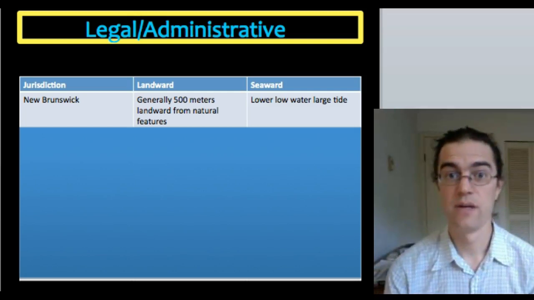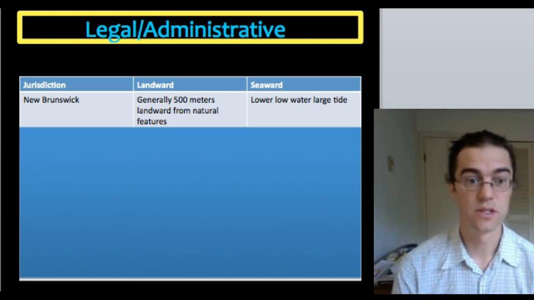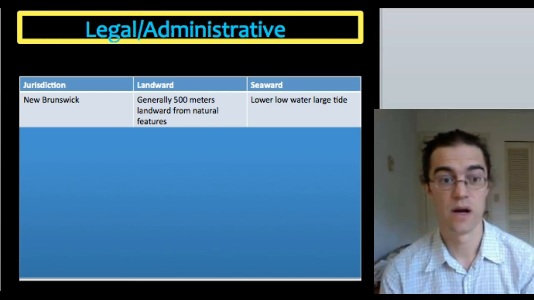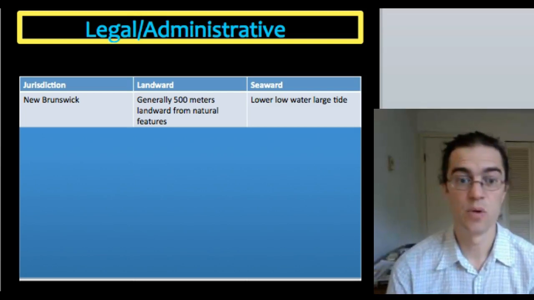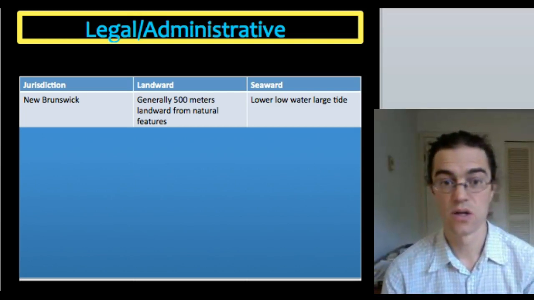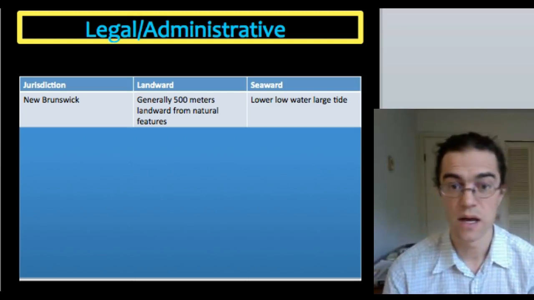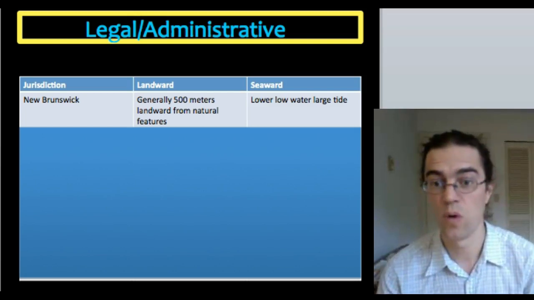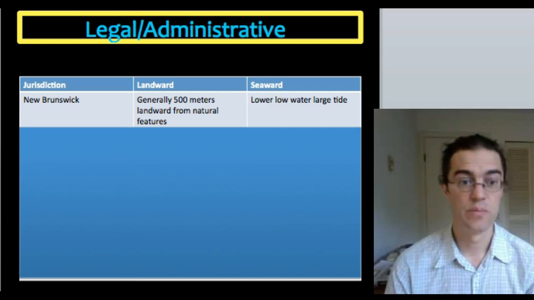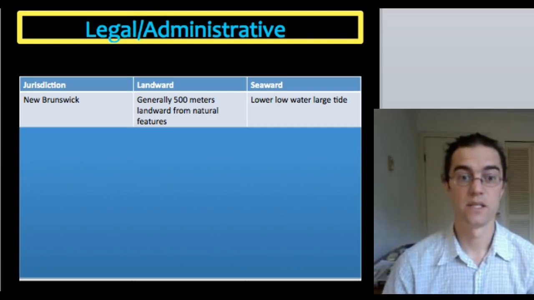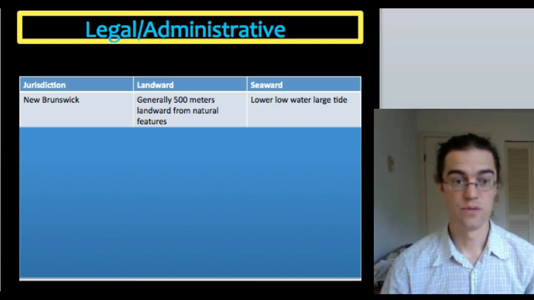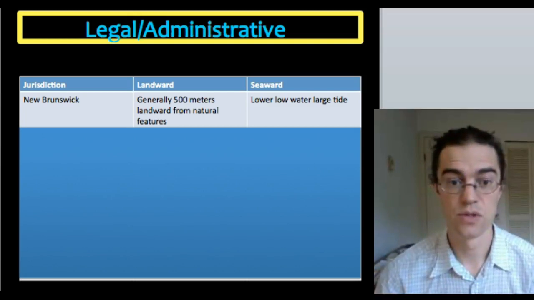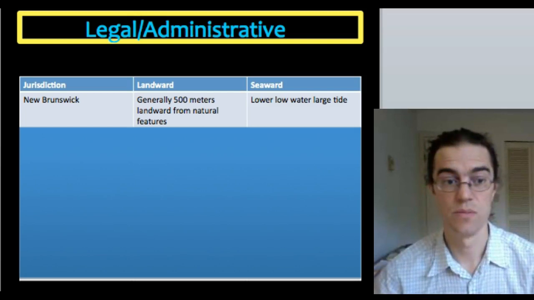Generally 500 meters landward from natural features, and they have identified 3 zones. Zone A is the core area. This is the most sensitive coastal area, closest to the water, extending between high water, large tide, and low water, large tide. Zone B, the buffer area extending 30 meters landward of Zone A. And Zone C, a transition area between the coastal and inland areas, Zone B.